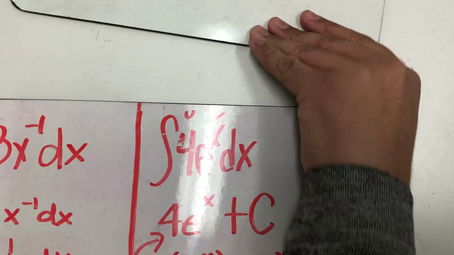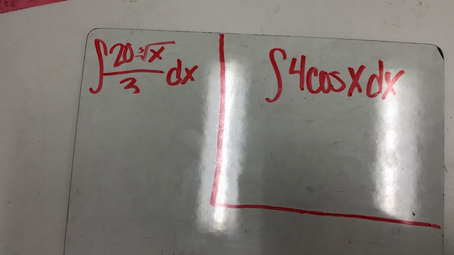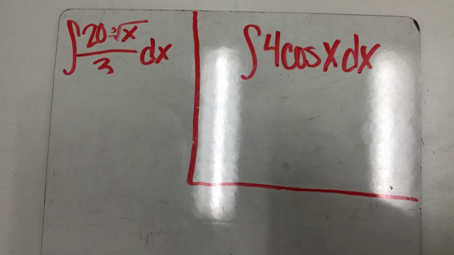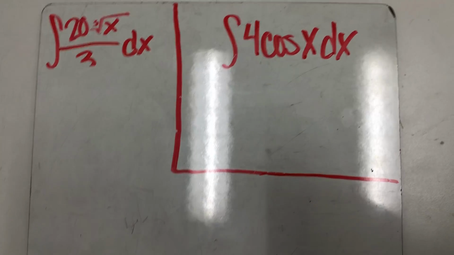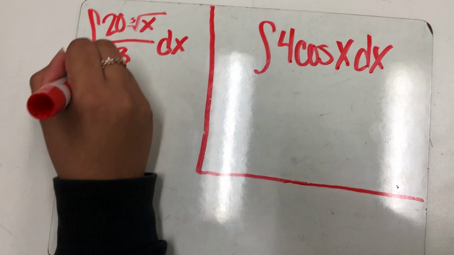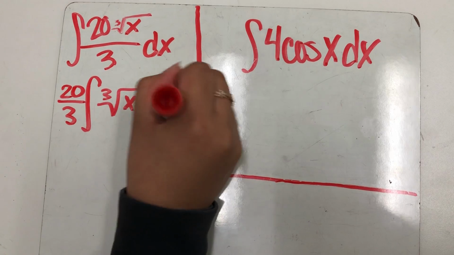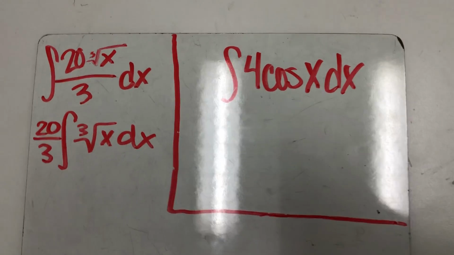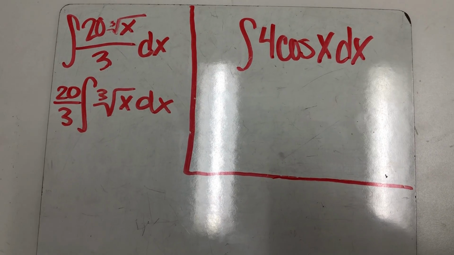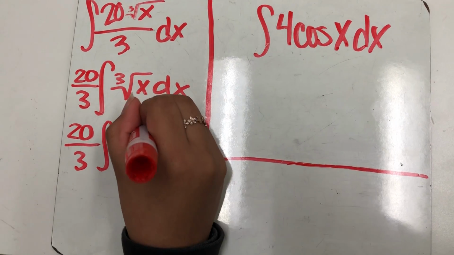So our next problem is going to be the indefinite integral of 20 times the cubed root of x over 3 times dx. So here we're going to go back to what we did with number 1 and take out our constant, which is 20 over 3. So we can rewrite that, and this is going to be our next step. And so to make it a little cleaner, we are going to take out the cubed root and make it x to the 1/3 power, which is the equivalent of the cubed root of x.